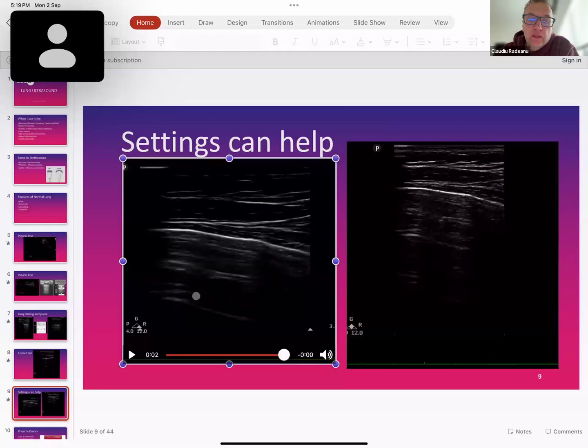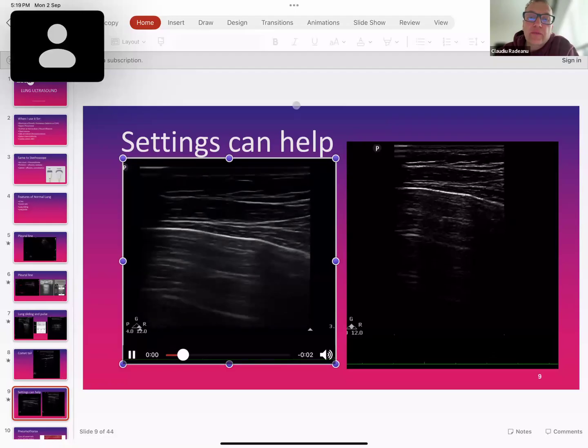Coming back here, let's recap. You'll have subcutaneous tissue and muscle. This is the pleura, the big white line. Underneath it, this is the A line. Bear in mind the A line is the same distance from the pleura as the pleura is from the probe. So if you measure it, the A line is the same distance from here to here. Not to get confused: initially I thought maybe this one was an A line, and actually it's not. It should be the same distance here and here. This is how you know that it is an A line.